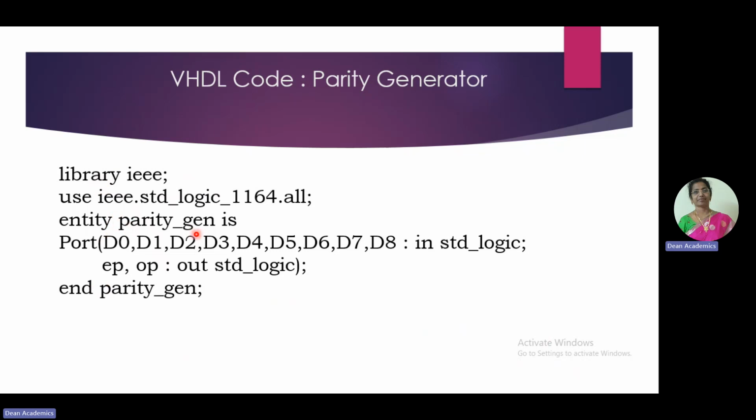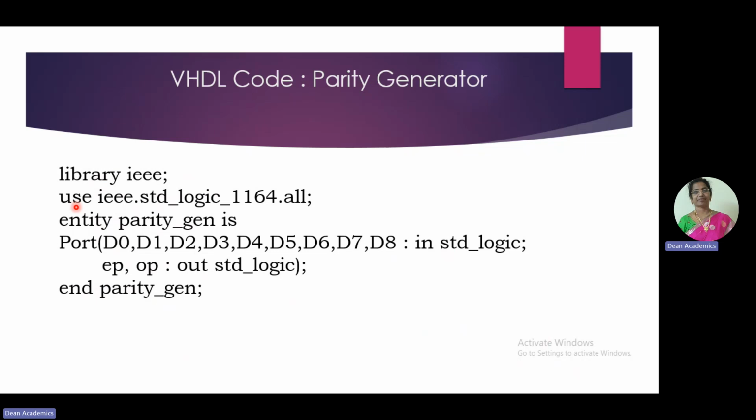In entity declaration, we write entity, name of the entity, and what are the input ports. D0 to D8 are the input ports. They are of standard logic type. And even parity and odd parity are the output ports. They are also of standard logic type. And then end parity gen, I'm writing here, you can give your own name. So entity declaration and library declaration are over, and then we have to write architecture body.